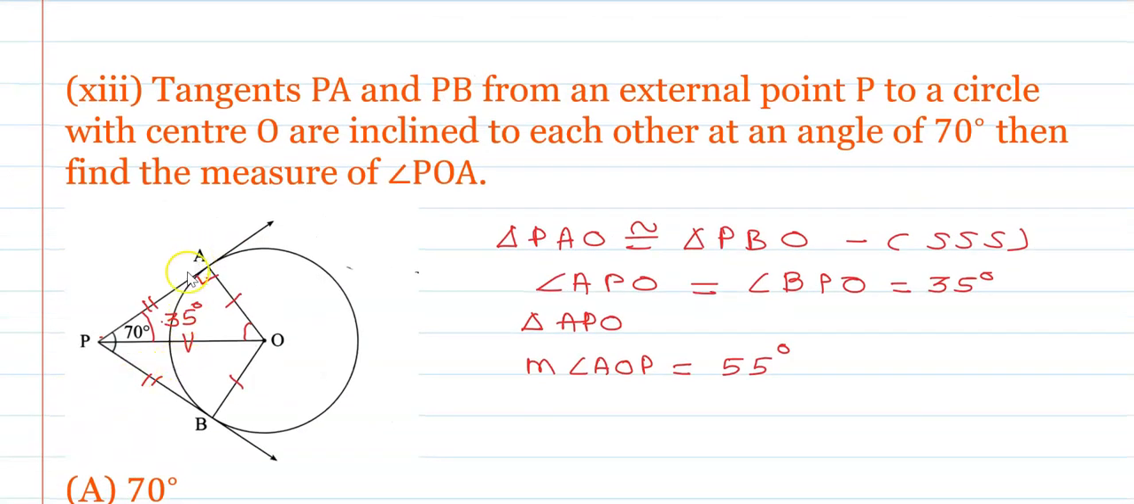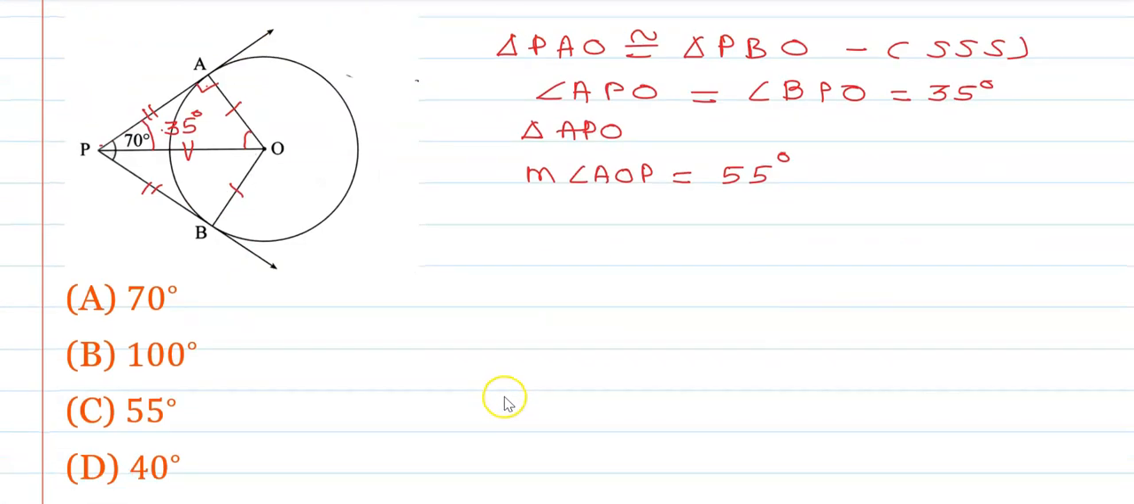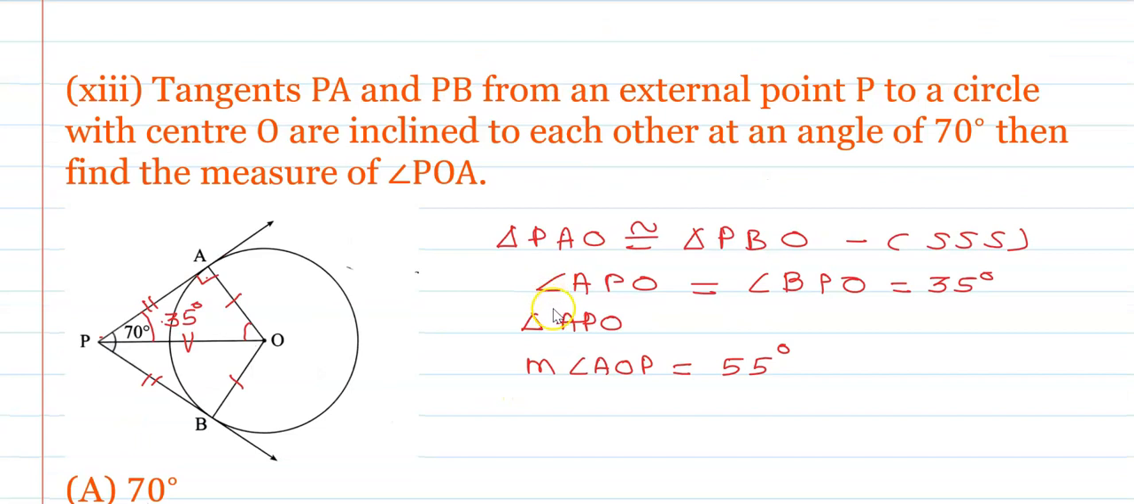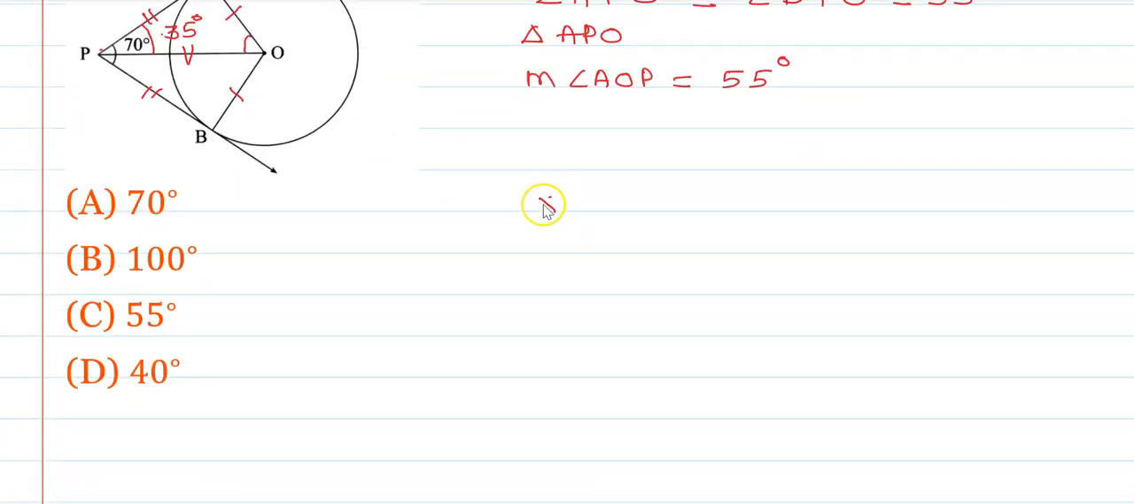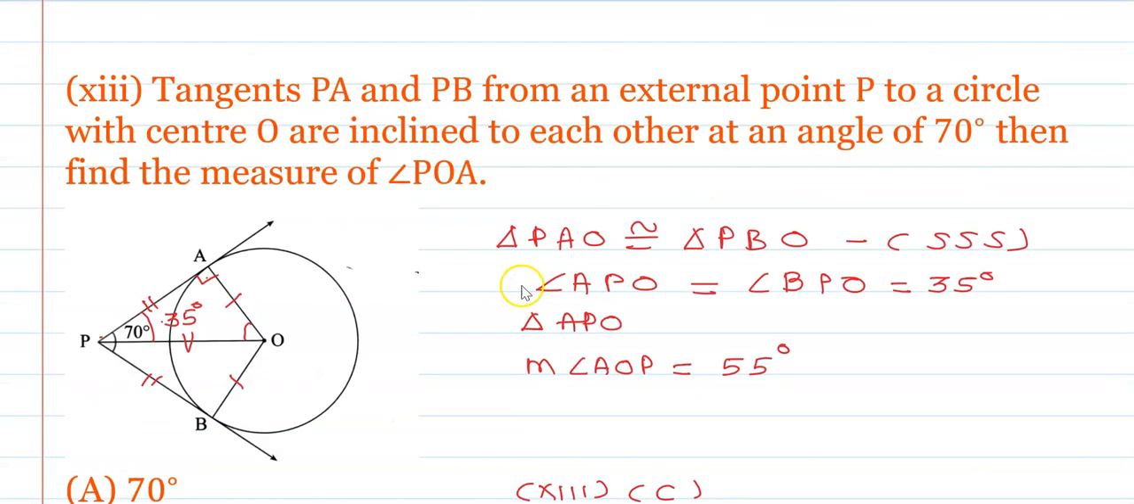So the measure of angle POA is 55. That is, option C is the correct one for question 13. You can do this orally and fast as well.